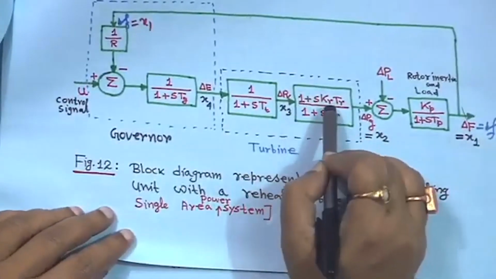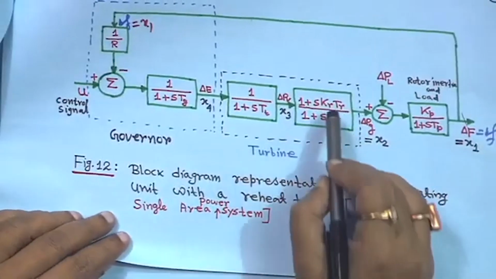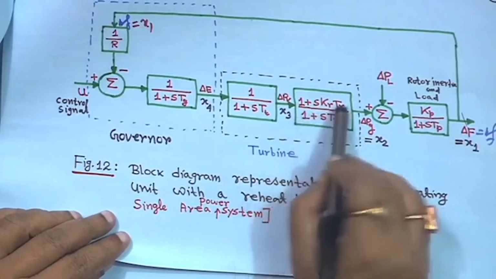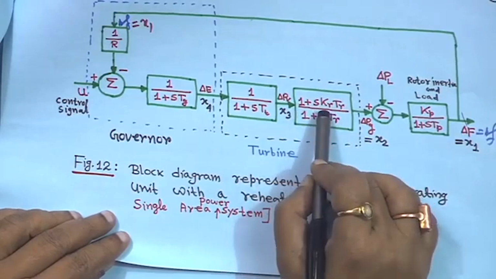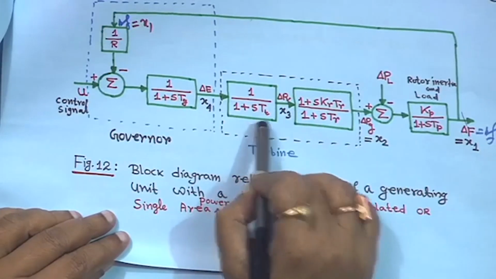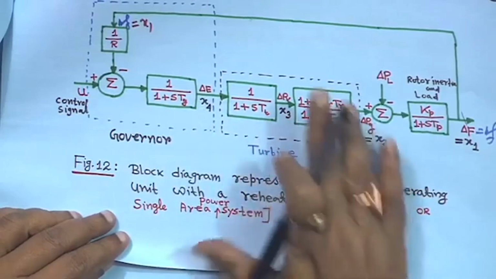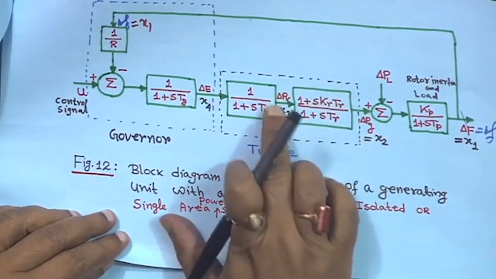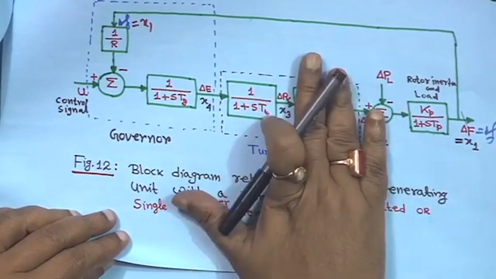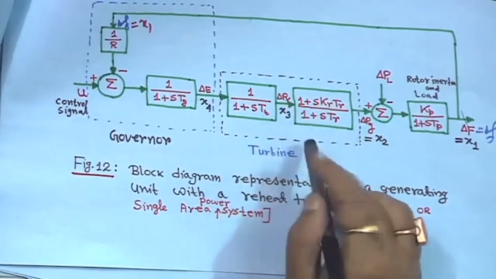For the non-reheat turbine, this term should be dropped. In that case Kr is equal to 1. So this term will not exist, only this term will exist. In that case the state A matrix will be 3 into 3. So directly you join it; this term should not be there for non-reheat, that we have told you also earlier.